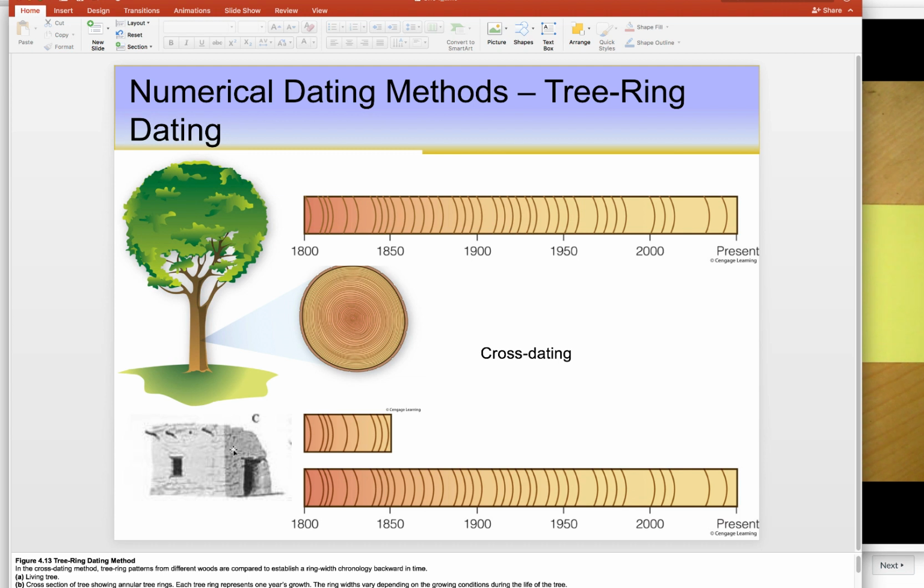And let's say we were looking at an old adobe structure out in the American Southwest, and we want to figure out when the people made this adobe, and then you look at the timbers. So maybe they chopped a tree down, and so if we look at the tree rings in the timber, we see that they match in this region from about 1800 to 1850. So we can get a numerical age using this cross dating or tree ring dating.